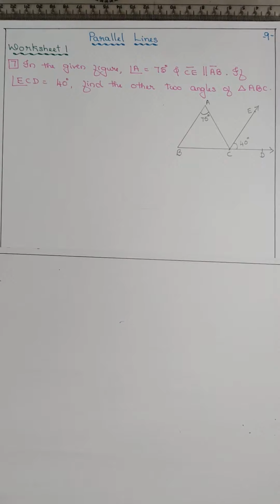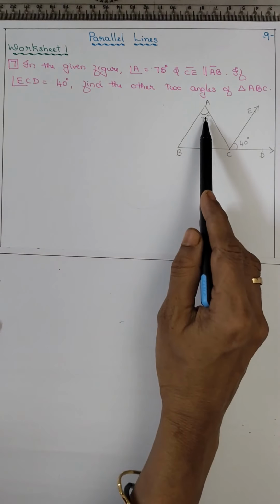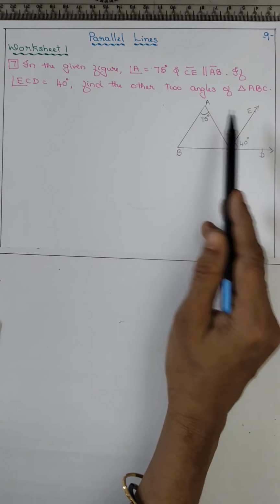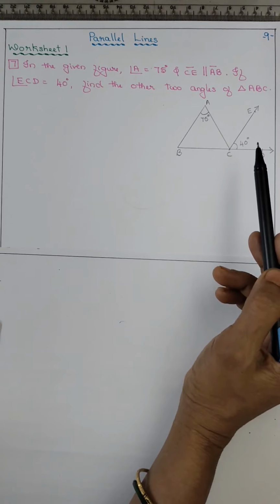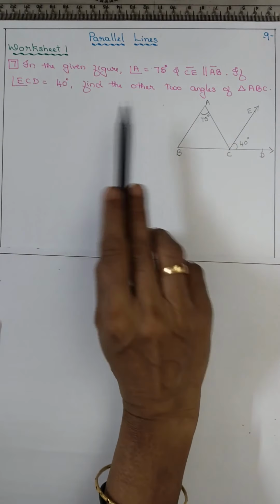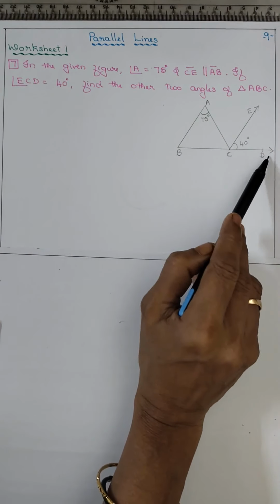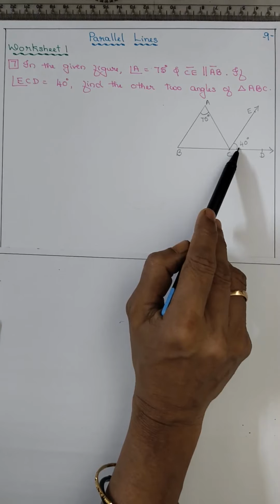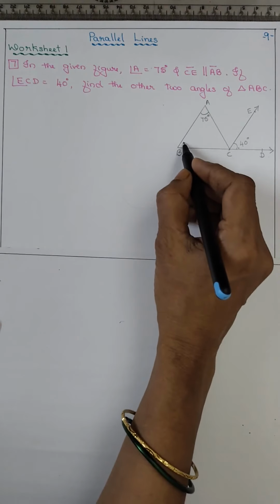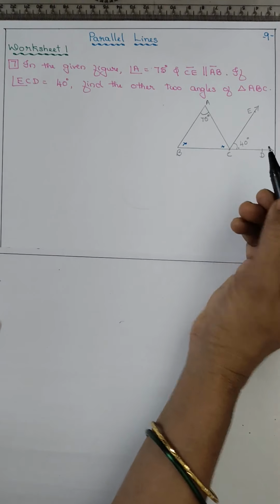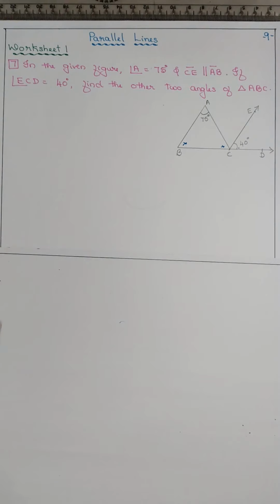Now coming to question number 7. In the given figure, angle A is equal to 75 degrees and CE is parallel to AB. If angle ECD is equal to 40 degrees, find the other angles of triangle ABC, that is, angle B and angle C of the triangle ABC.